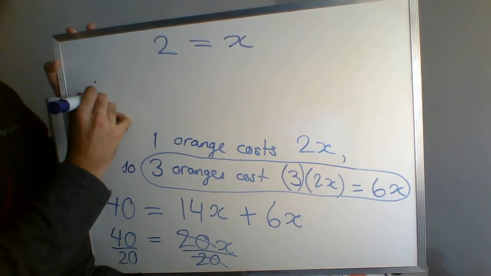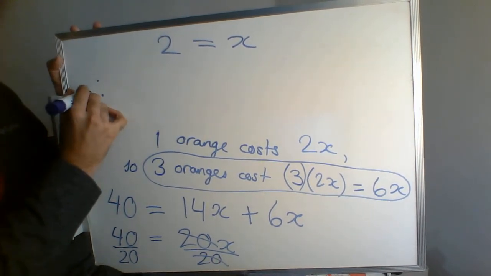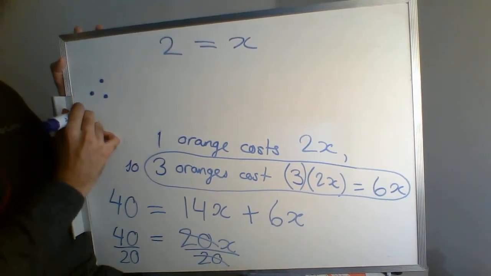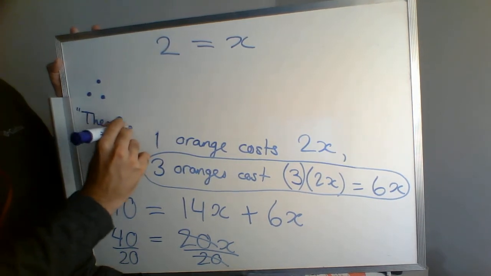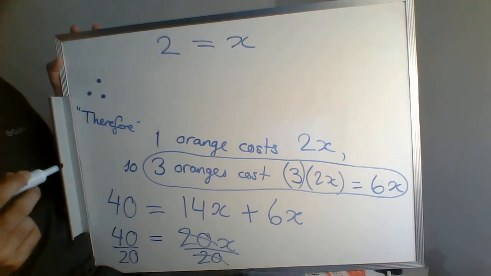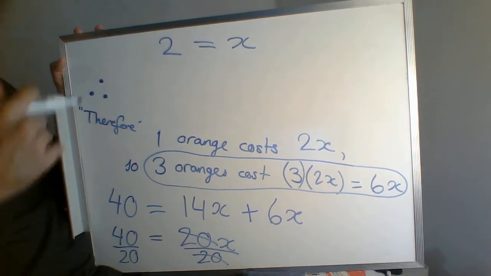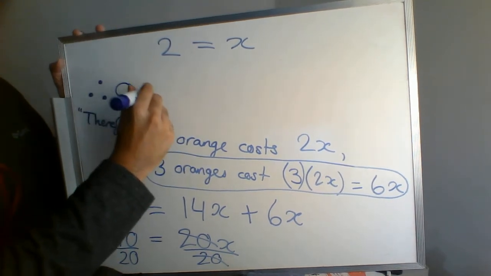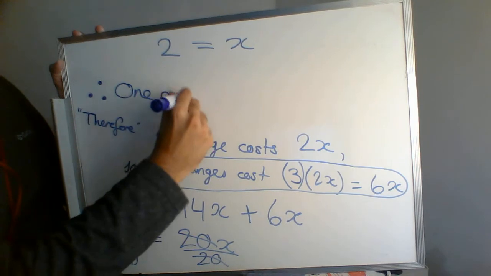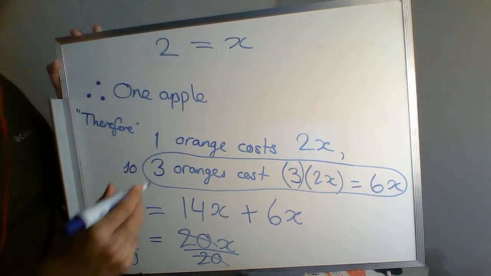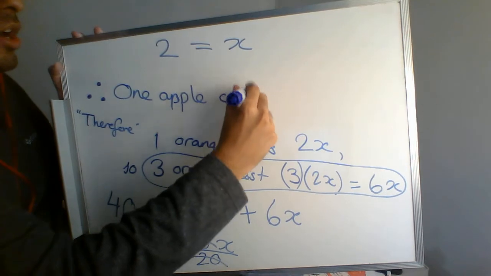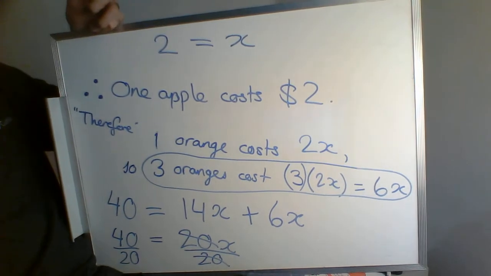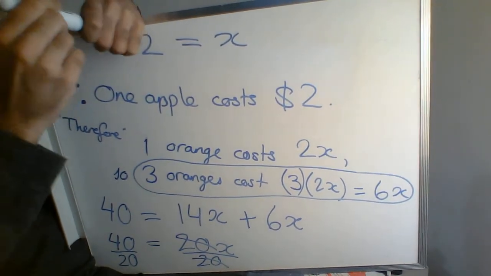So the last thing you should do is write a therefore statement. This symbol here, with those 3 dots like that, means therefore. So you'll finish off your answer to the question with a therefore statement. You'll put those 3 dots, and then you'll actually answer in words what the question was asking. It asked us to find the cost of 1 apple, so we'll say 1 apple costs $2.